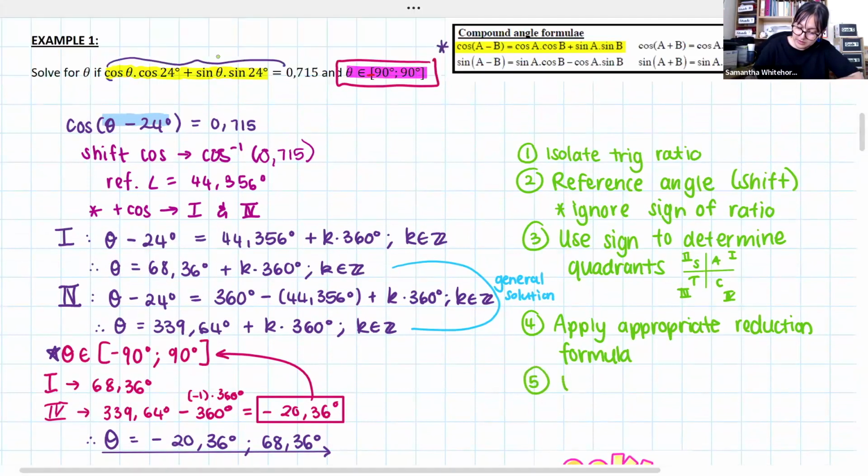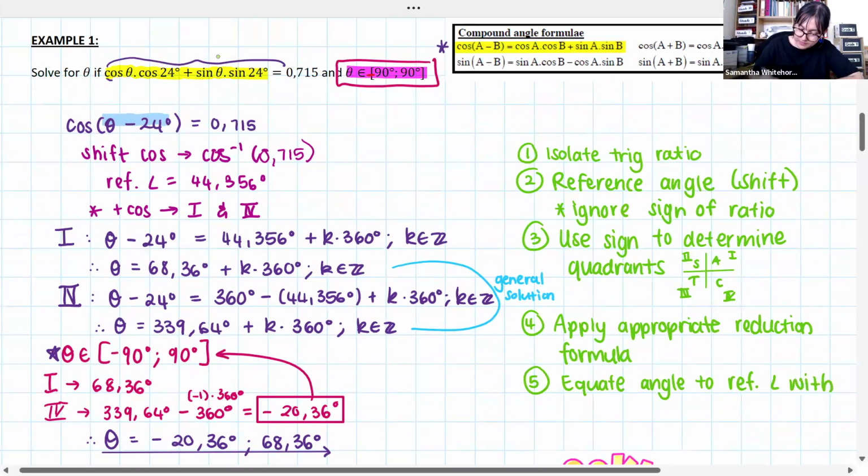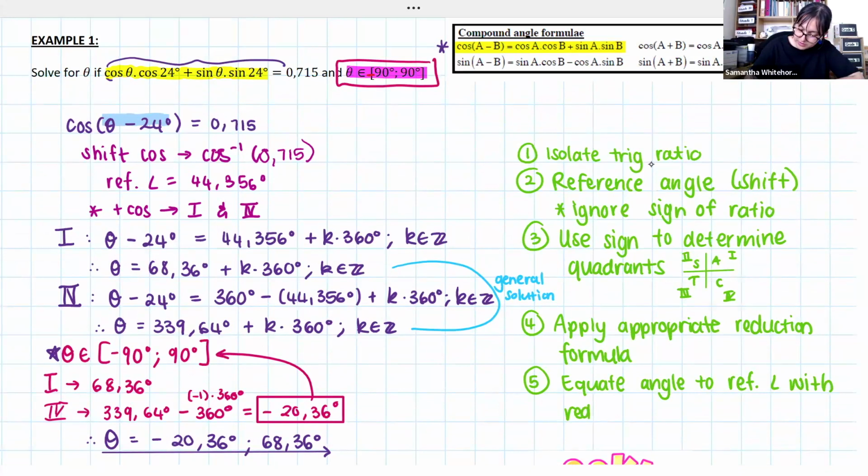So, equate angle to reference angle with reduction formula. And the final step would obviously just be to solve for your angle.